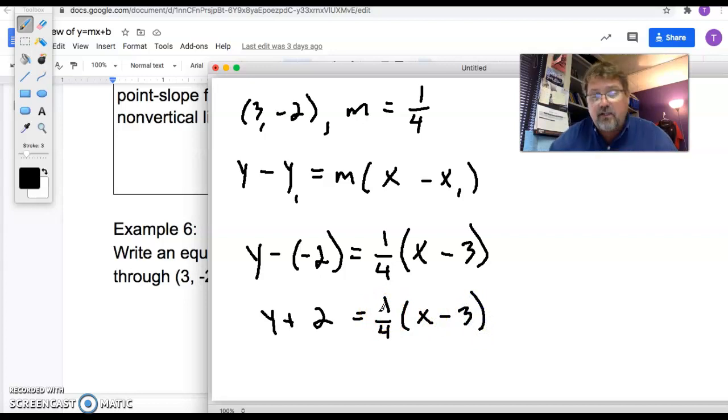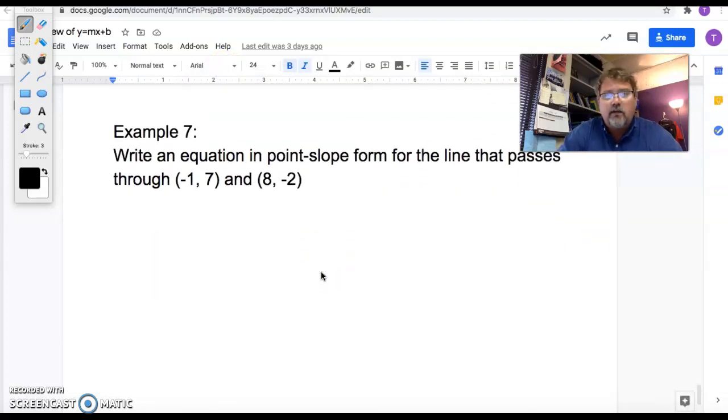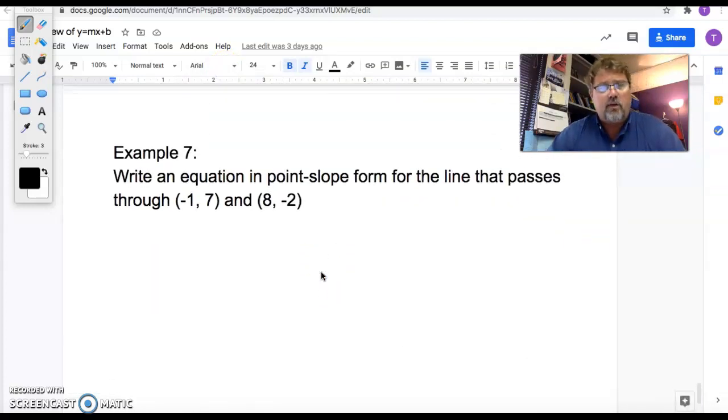Now you have an equation of a line. Yes, you can put this in mx plus b form. I'm going to do that on the next example. All right, so that's an example of how this one works. Let's go down here and take a look at this next one. Write an equation in point slope form for the line that passes through. Okay, this time we're given 2 points and no slope. All right, so this is just like the other equation, or mx plus b. We need to generate a slope first, then we'll choose a point and write this equation.